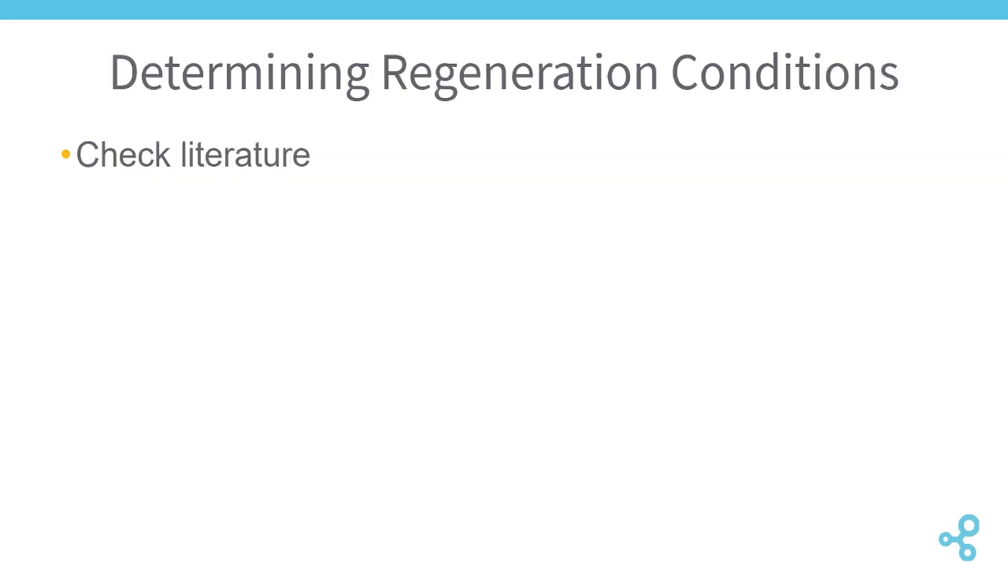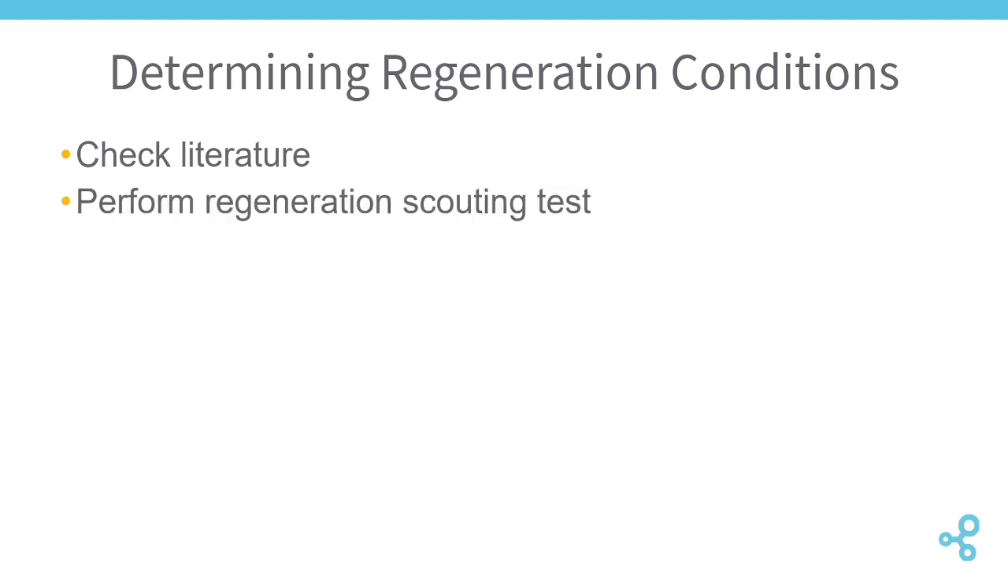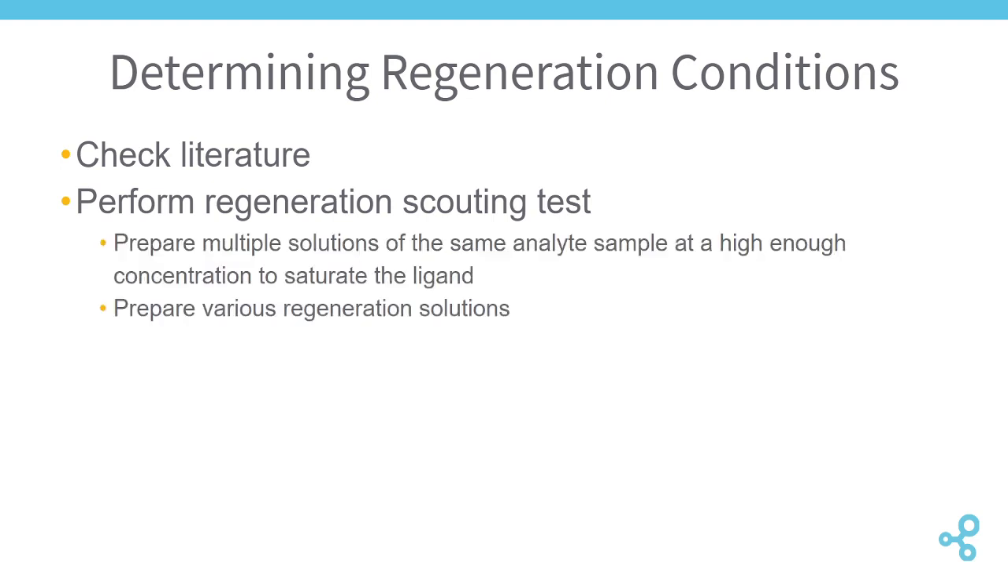Now, what if you've checked the literature and you can't determine a regeneration solution? In that situation, we would perform what we call a regeneration scouting test. So for this test, it's quite simple. What we would do is we would prepare multiple solutions of our analyte sample. In this case, the concentration we'd be using would be one that is at more of the saturating end.